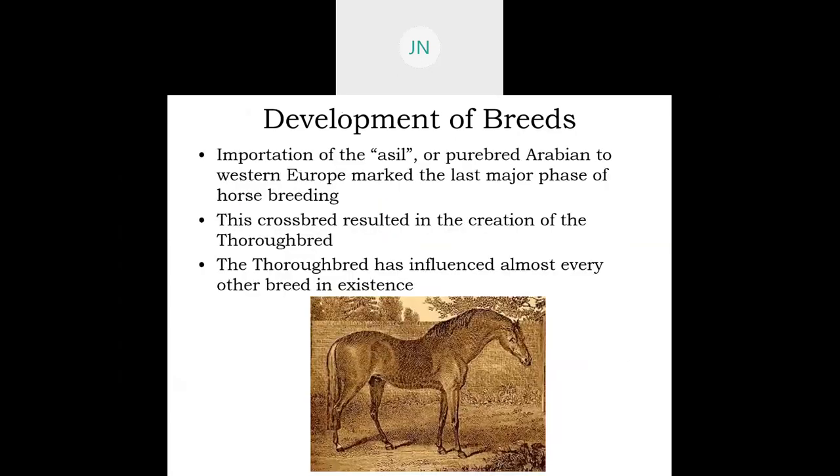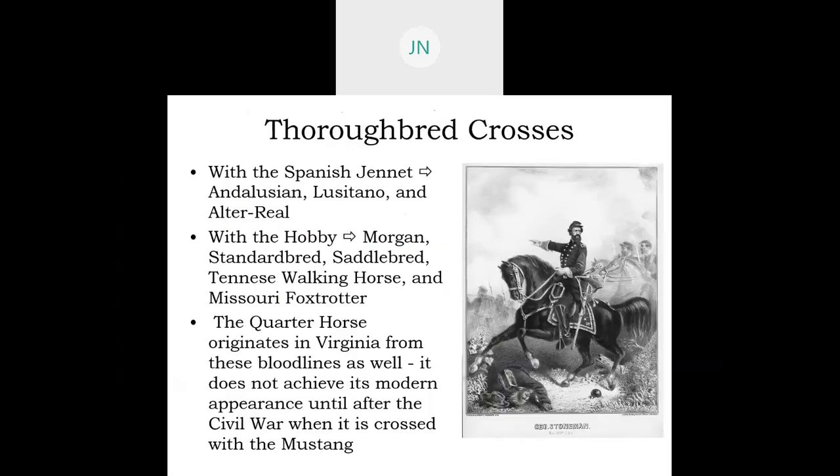Importation of the Assel, or purebred Arabian, to Western Europe actually marked the last major phase of horse breeding, and this crossbreeding resulted in the creation of the thoroughbred. And the thoroughbred has influenced almost every other breed in existence.